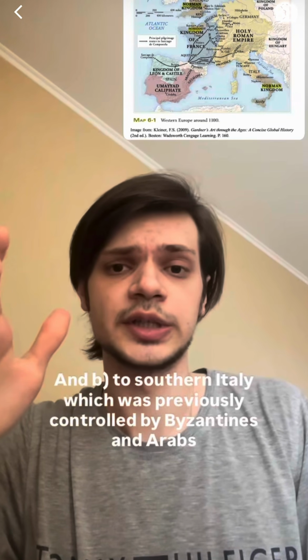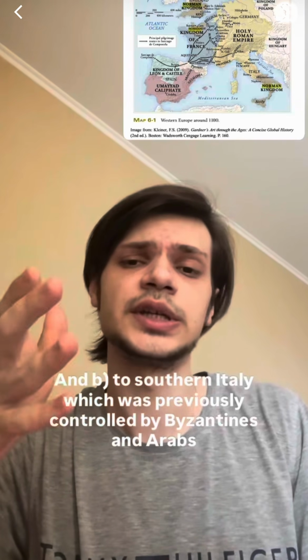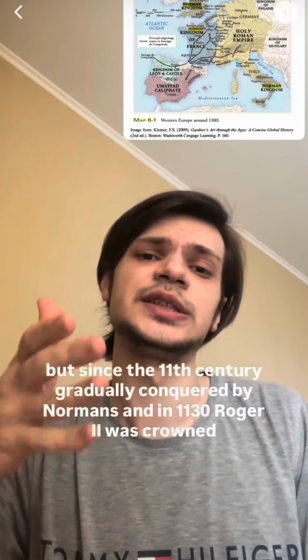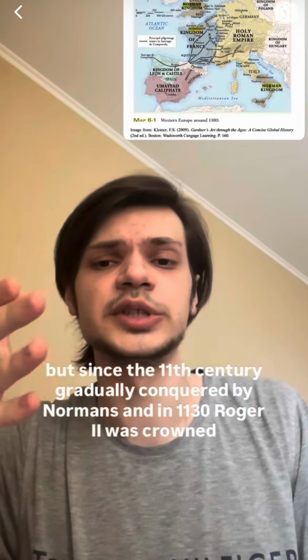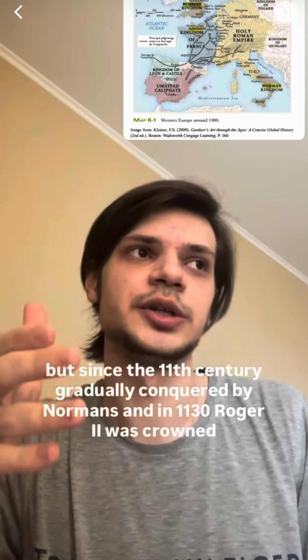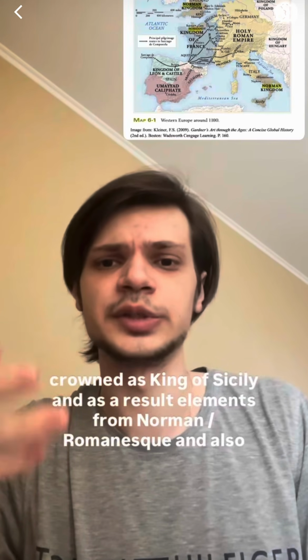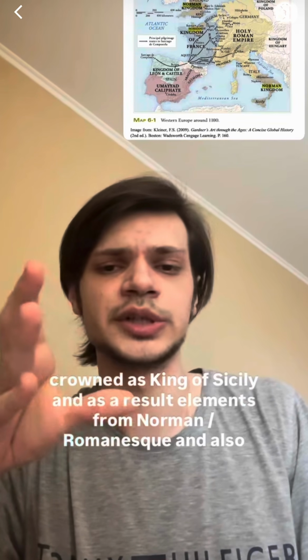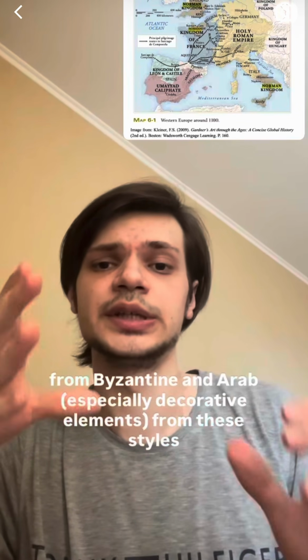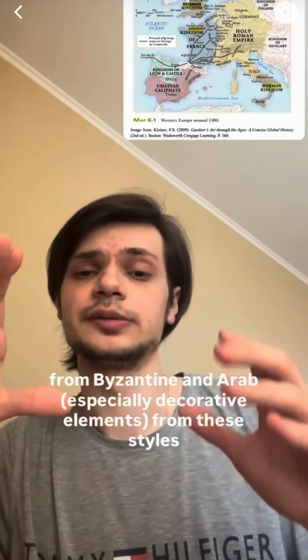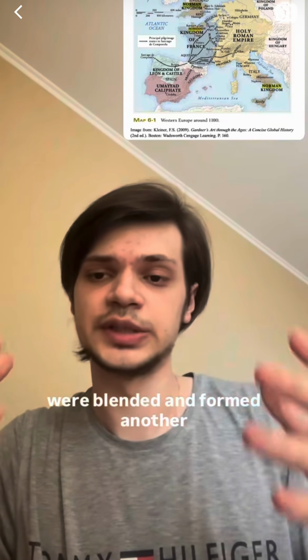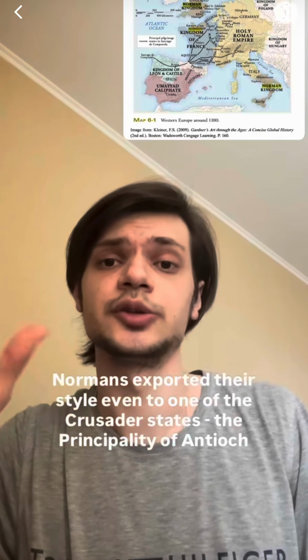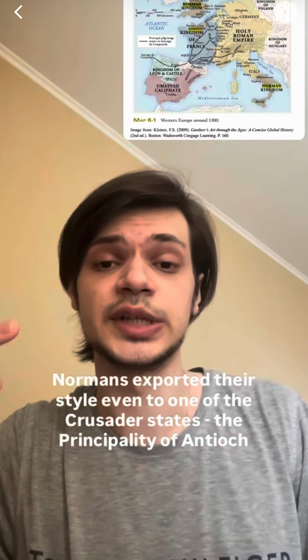And to southern Italy, which was previously controlled by Byzantines and Arabs, but since the 11th century gradually conquered by Normans, and in 1130 Roger II was crowned as King of Sicily, and as a result, elements from Norman Romanesque, and also from Byzantine and Arab, especially decorative elements, from these styles were blended and formed another Romanesque style, so-called Norman-Byzantine-Arab style. And to a lesser extent, Normans brought that style even to one of the Crusader states, the Principality of Antioch.